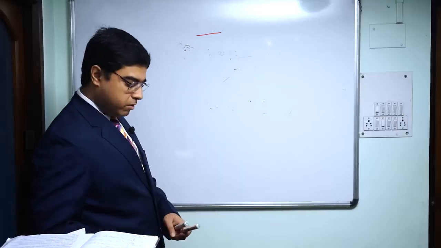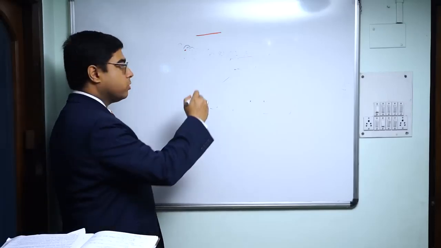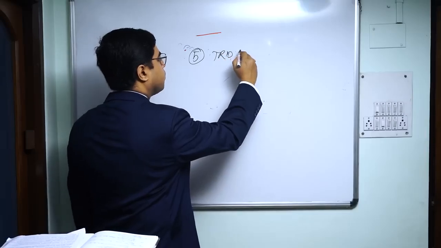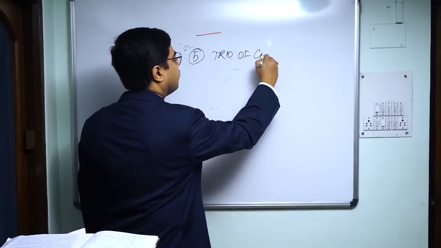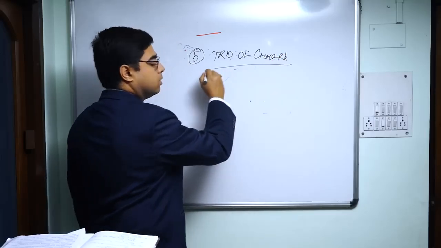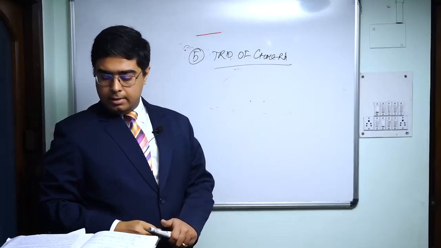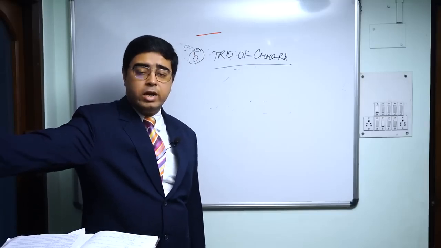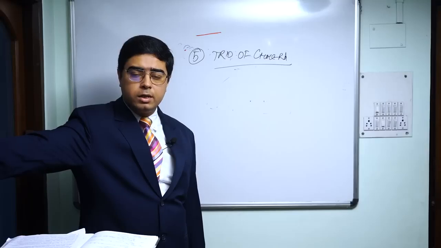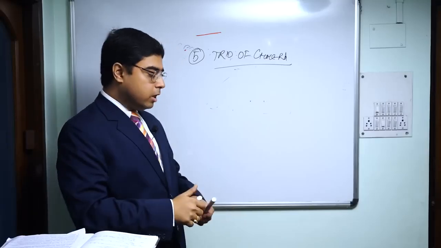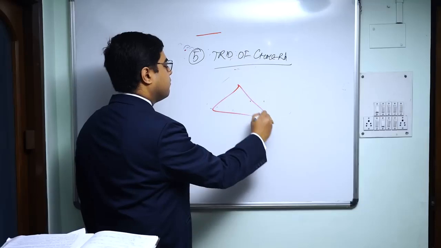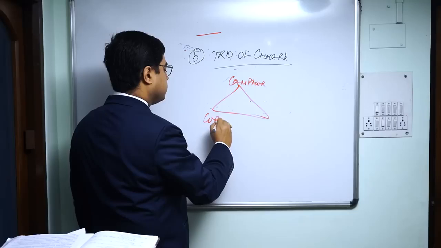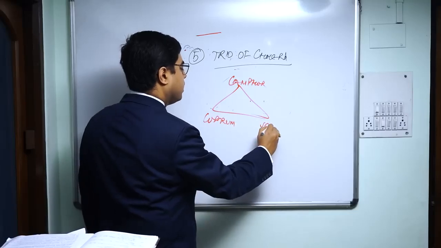Number 5 in this list, my friends, is another very important trio. From B we come to C, the trio of cholera. The trio of cholera is again Hahnemann's trio of Asiatic cholera, which was very predominant at that point of time. And my friends, that includes the 3 remedies: camphor, cuprum and veratrum album. Camphor, cuprum and veratrum album.